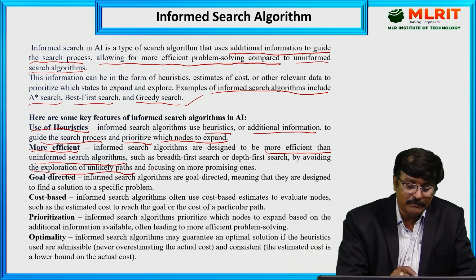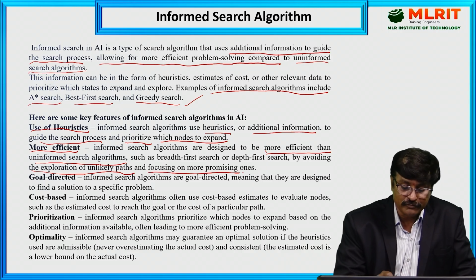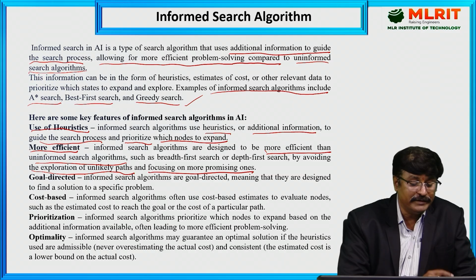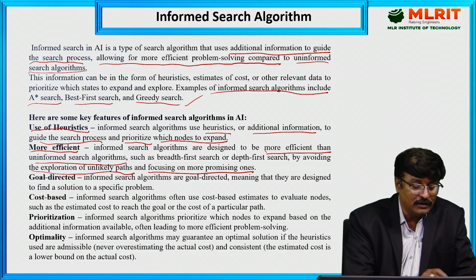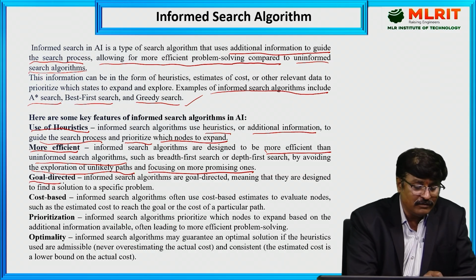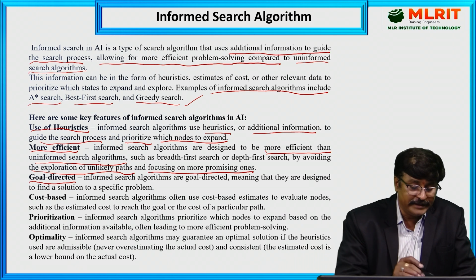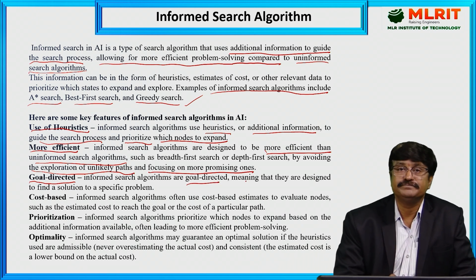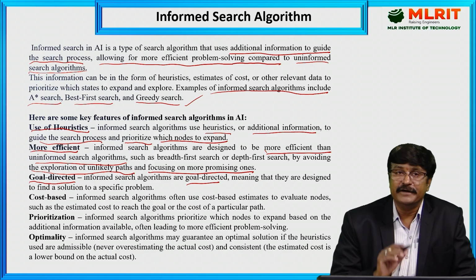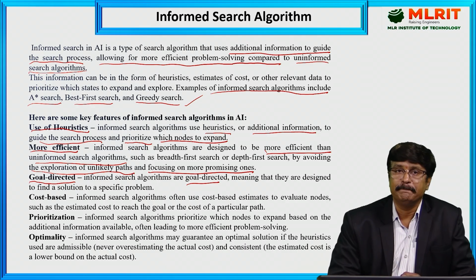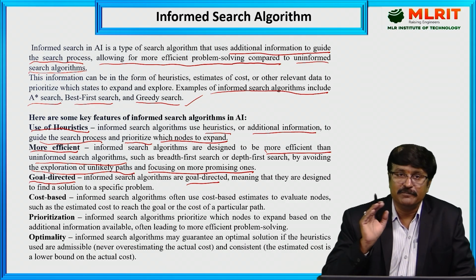Okay, only prioritized, focused only. You are focusing on the promising nodes only. That is the advantage in these informed search algorithms. So it is goal directed, the focus is mainly on the goal direction only. Informed search algorithms are goal directed, meaning that they are designed to find a solution to a specific problem.